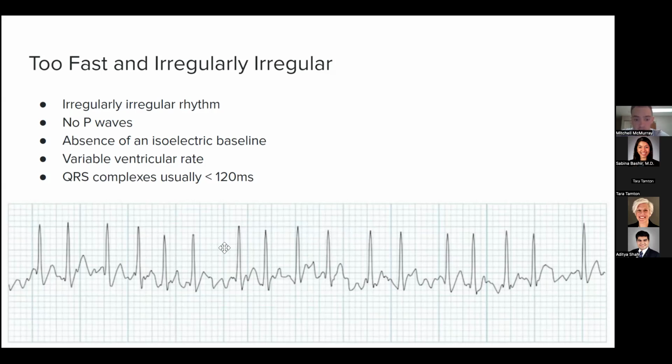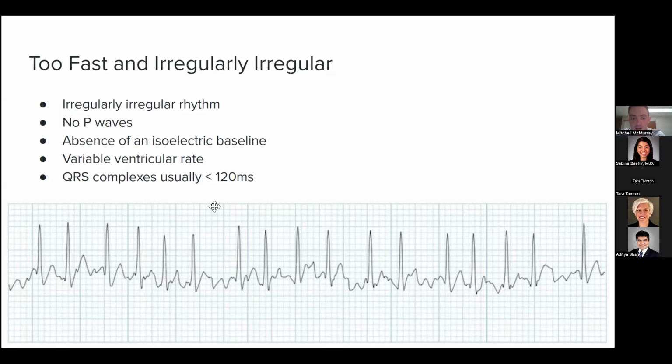There's no P waves. One could probably say, oh, is this a P wave here? These are really just fibrillations. There's no distinct P wave that you could pick out here. Absence of an isoelectric baseline, which just means that it's very wavy here. And then this is the variable ventricular rate. So this would be a good one to count the number of R waves and then multiply by 6 to get your rate. And then the QRS complexes are usually narrow, less than 100 to 120.